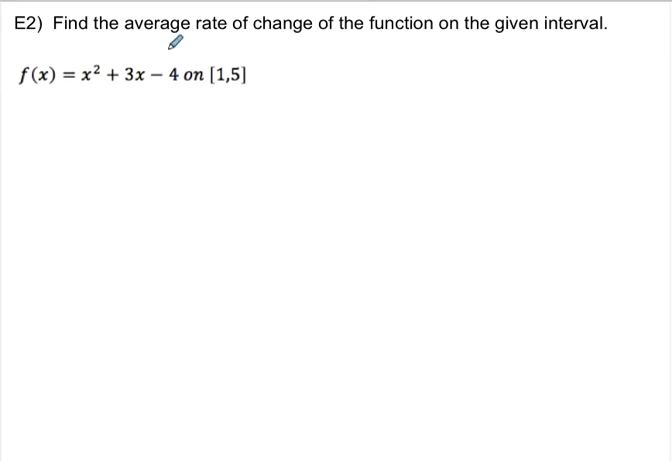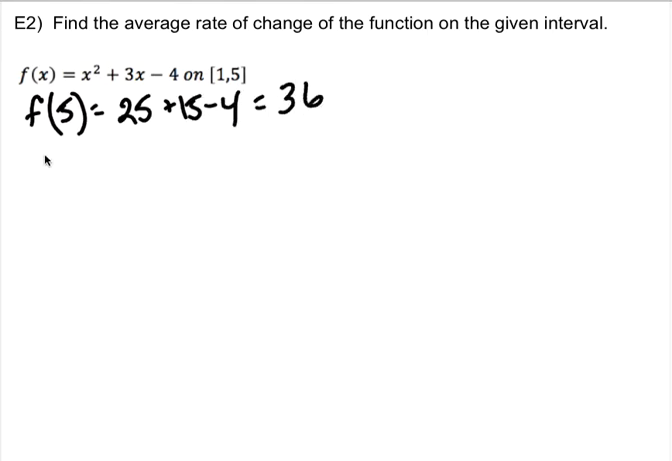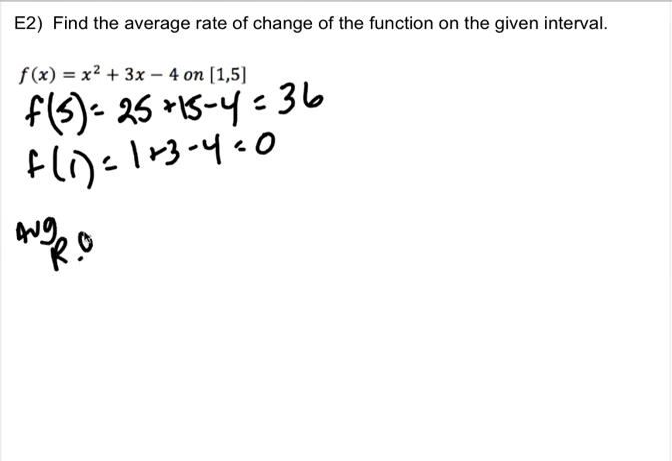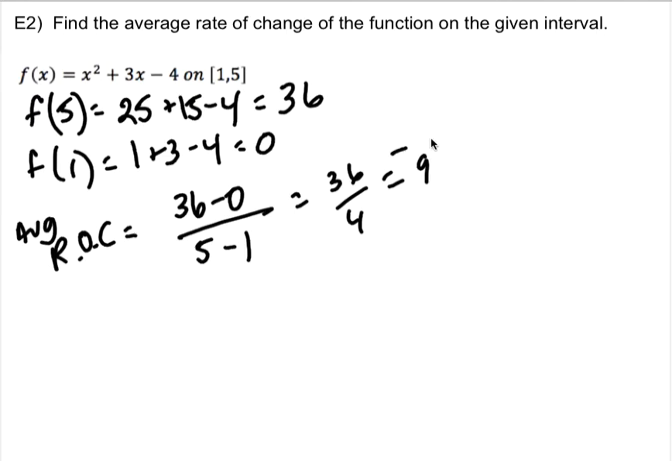So in E2, we're going to find the average rate of change of the function on the given interval. Again, same basic deal, just giving you a slightly different function. So we're going to do f of 5, which is going to be 25 plus 15 minus 4. That should be a 36. And we're going to do f of 1, which should be 1 plus 3 minus 4, which is a 0, right? So my average rate of change should be y minus the y value over x minus the x value, which seems to be a 36 over 4 or a 9.